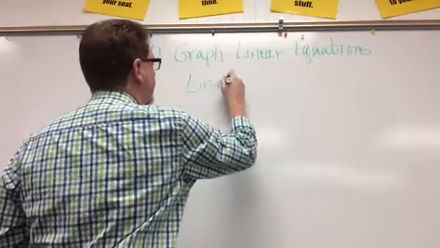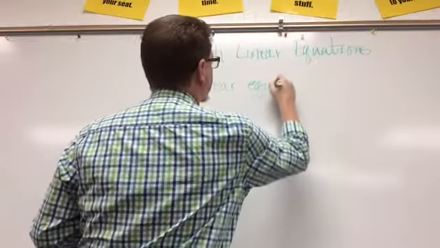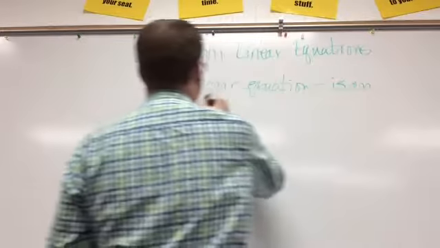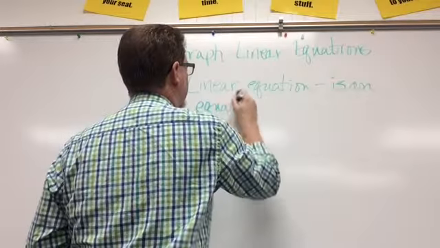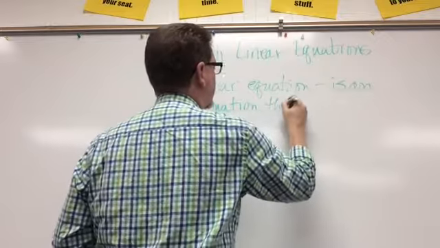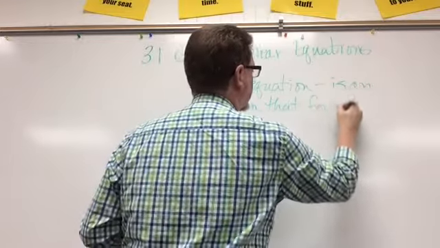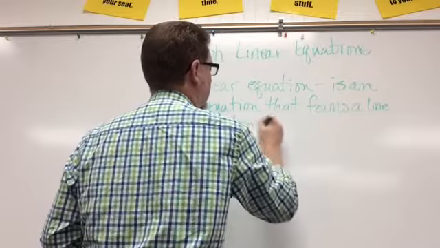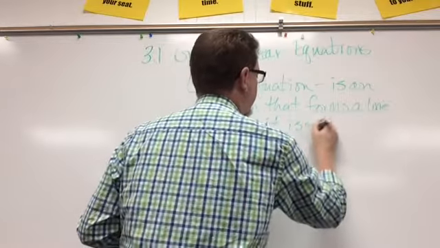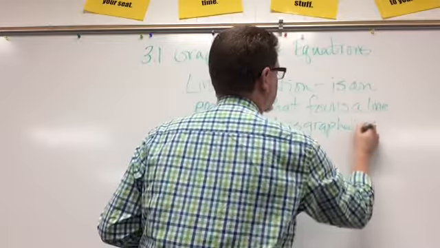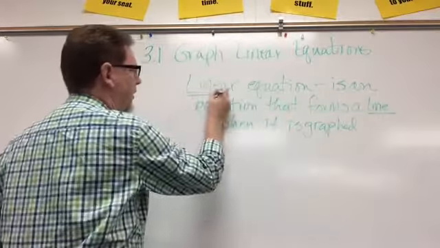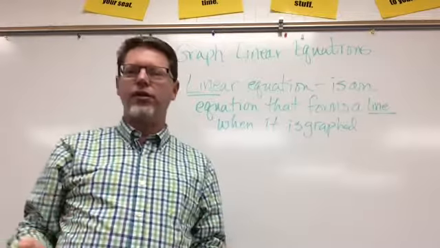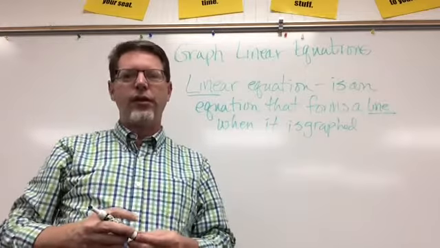So a linear equation is an equation that forms a line when it is graphed. Line, linear. Line is the first four letters of linear, so you know that when you graph that equation, it's going to form a line. That's why it's called a linear equation.